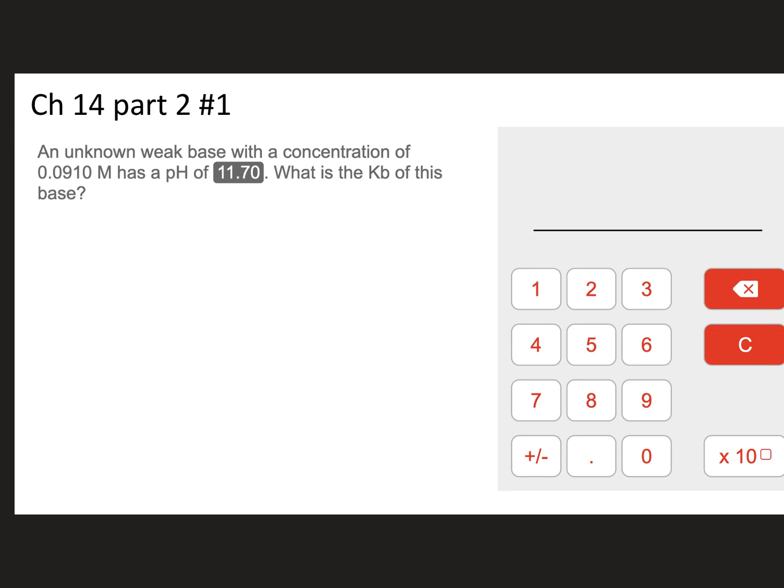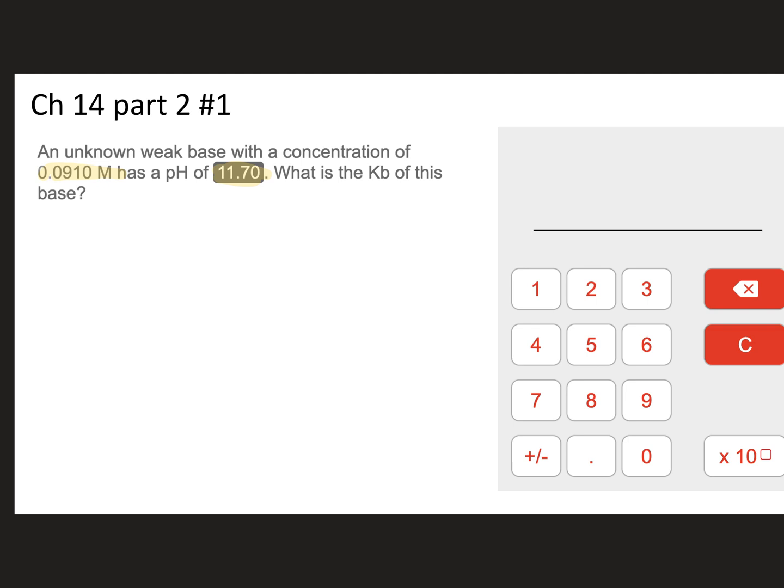So for question 1, they ask you, the unknown weak base has a concentration of 0.091 molar and has a pH of 11.7. Just be careful that pH is a variable, so it might be different for you. And they ask what the Kb of that base is.